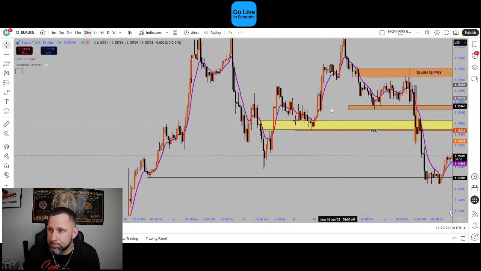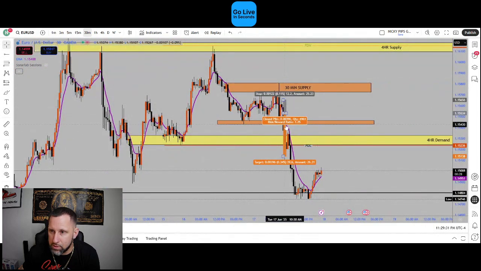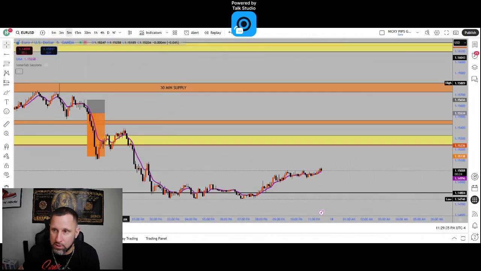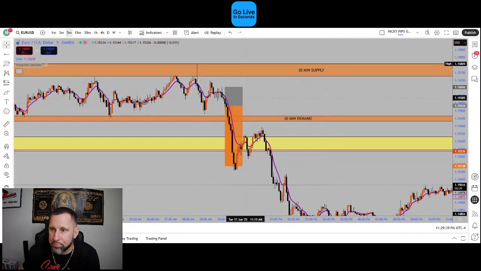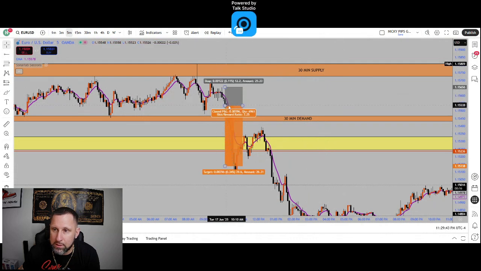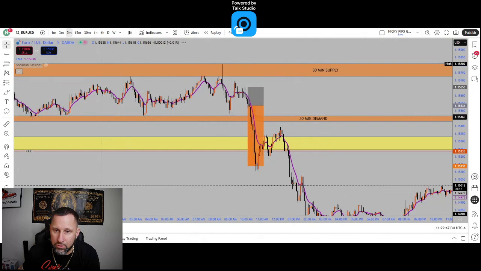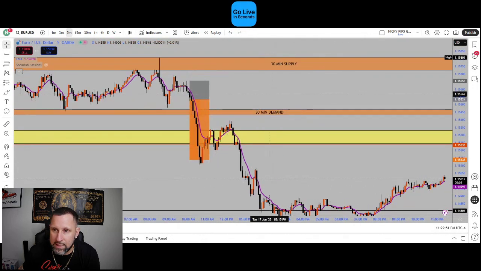We looked here, saw that it was going to break through. So of course I got in a little bit earlier than that because I was on the 5-minute. So I was kind of watching it. I saw this little breakout right here, and I was like, you know what? I'm going to get into this trade right now because more than likely it's going to break through this 30-minute demand right here. And that's exactly what happened.